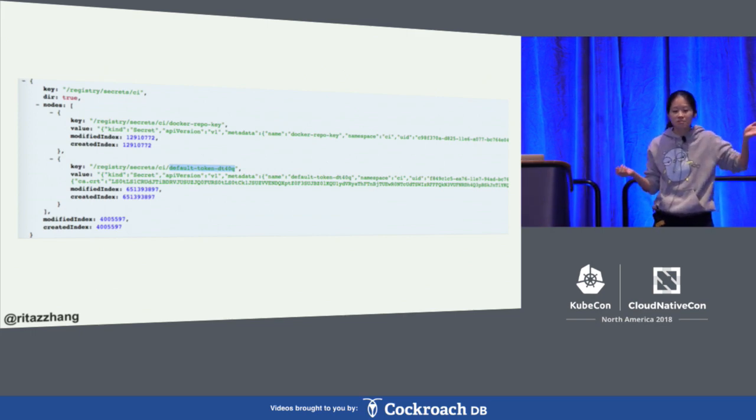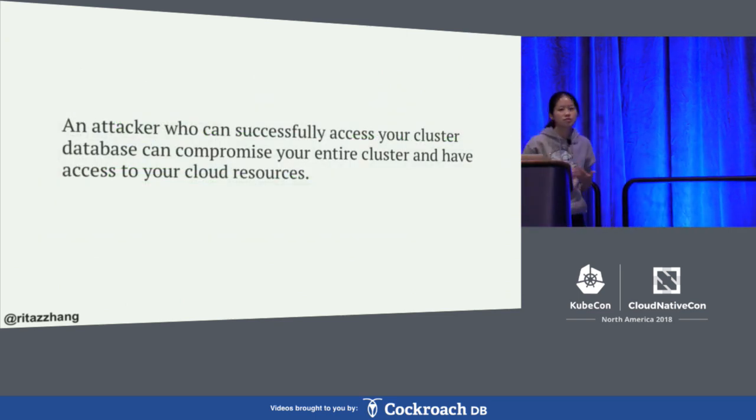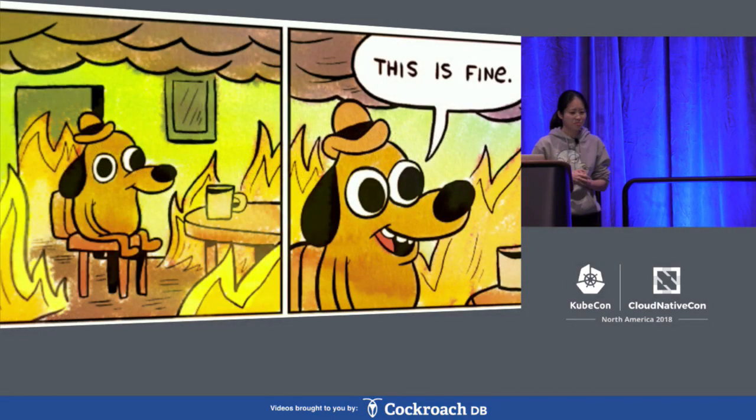And as you can see, this is somebody's Docker registry, right? So I can totally just push bad code to their Docker registry right now. So you probably don't want that. And again, this is just to show you if an attacker somehow gets their hands on your cluster and the database, they can pretty much compromise your entire cluster, not to mention get access to your cloud resources. And this is actually pretty bad.